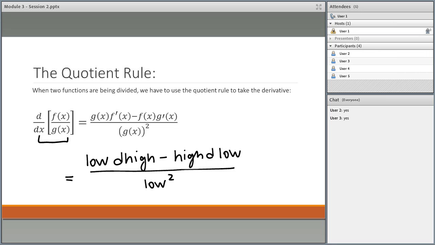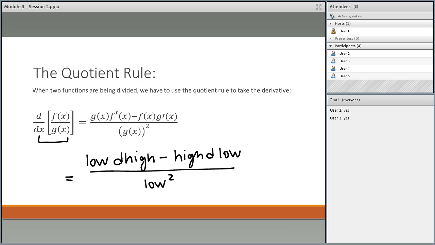So low is just saying the function in the denominator. So g of x, that's low. And then d high is saying the derivative of the numerator. So that's what d high means. And then high is the function that was in the numerator, and d low is just saying the derivative of the function in the denominator.